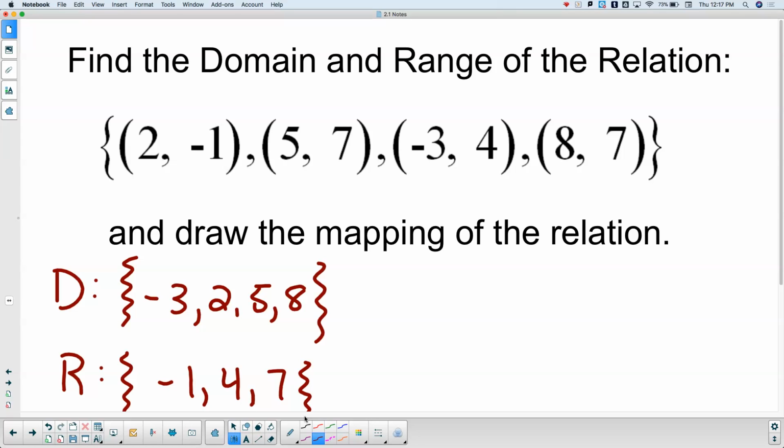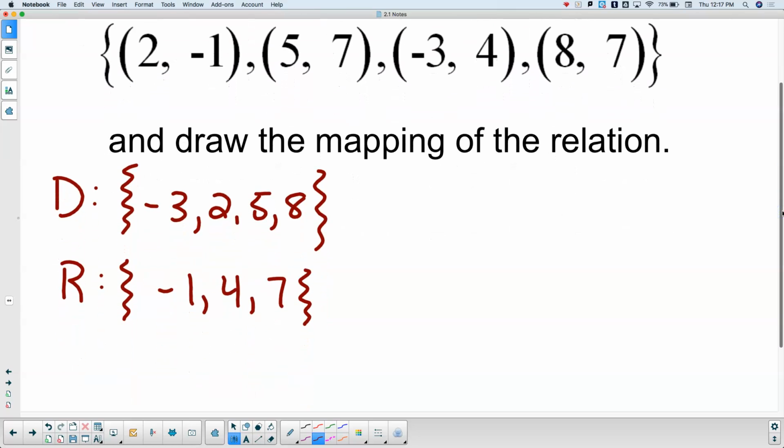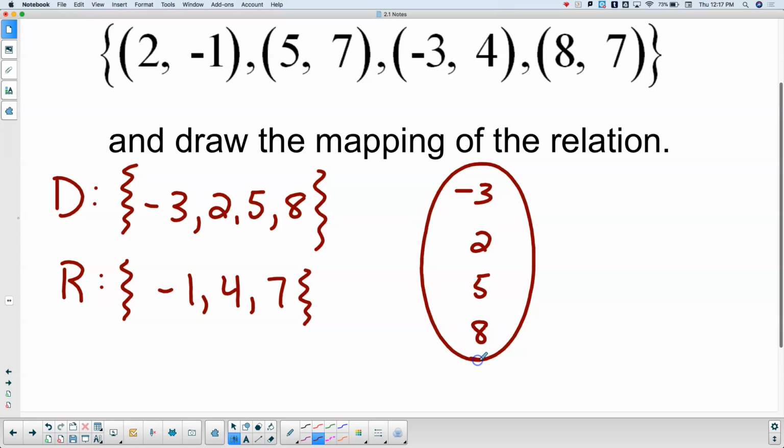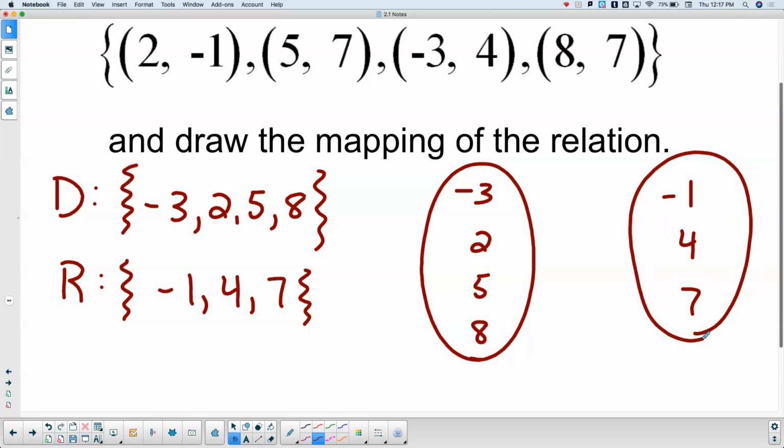Now what I'm going to do is I'm going to come down here just a little bit. So then, the way that I make my mapping is I take the elements of my domain. I put them in one area. And then I take the elements of my range, and I put them in another area. And then now I'm going to draw arrows to and fro.